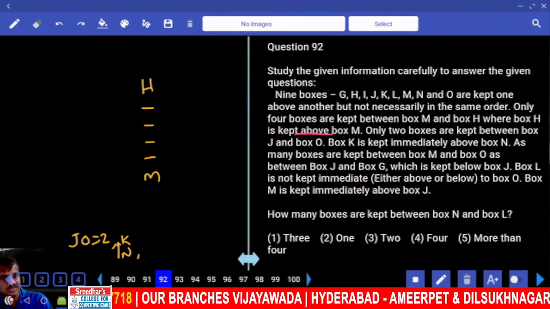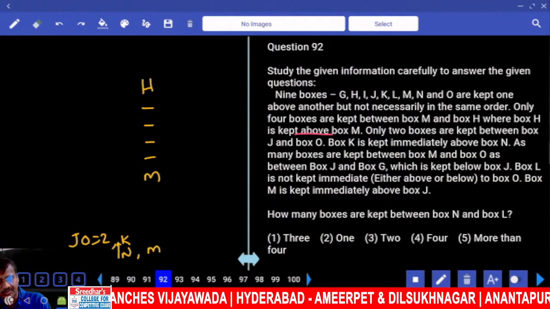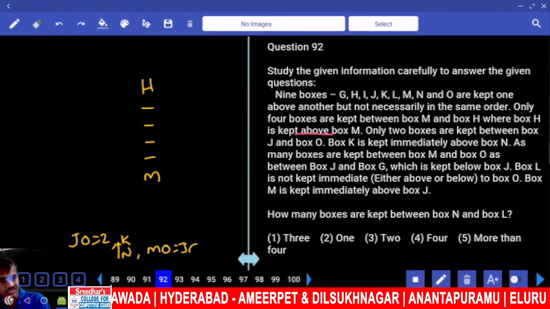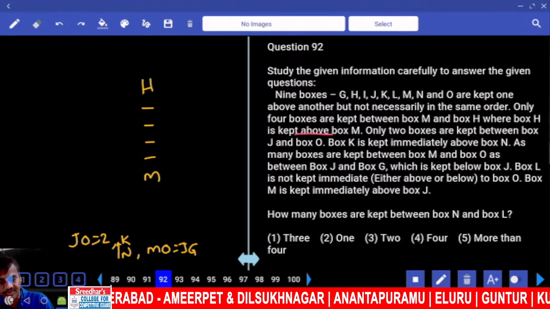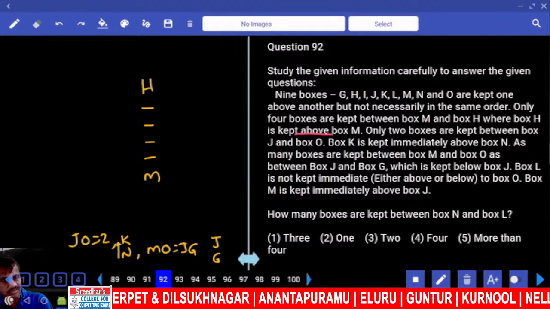And as many boxes between M and O, J and G. M and O, J and G. G is kept below J. Now G is kept below what? G is kept below J.